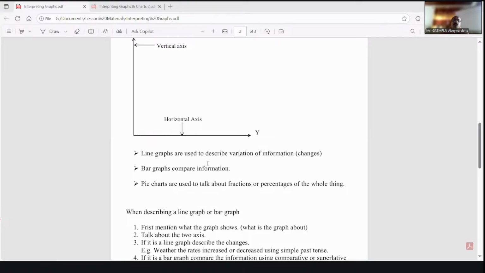Pie charts are used to talk about the fractions or percentages of the whole thing. The whole thing is 100 or 1. If it is 100, we go for percentages. If it is 1, we go for fractions.